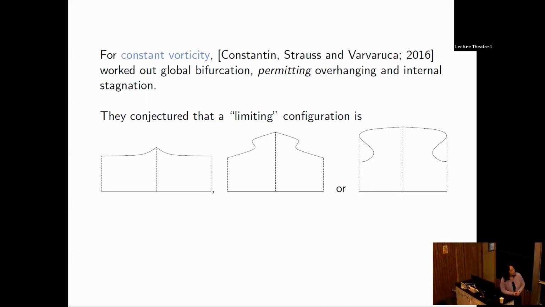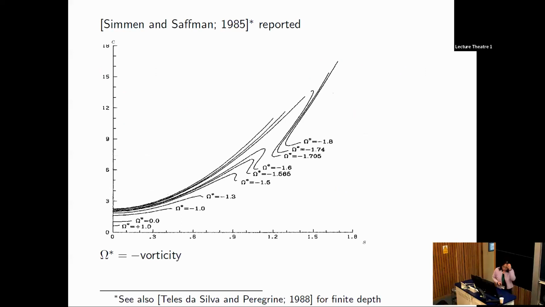For example, they were not able to say that these overhang profiles exist in the solutions they find. So our initial goal in this project was to numerically compute the results to see what happened. And of course, we're not the first to numerically compute with constant vorticity. One of the earliest contributions was by Simmen and Saffman in 1985.